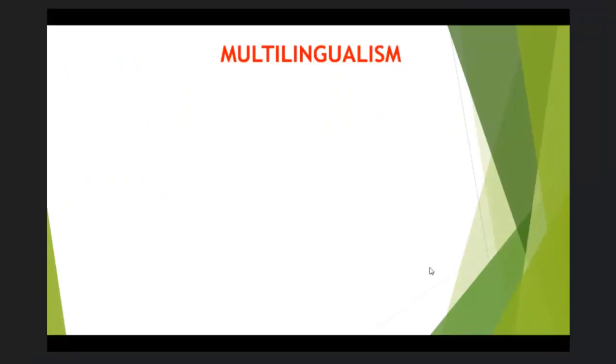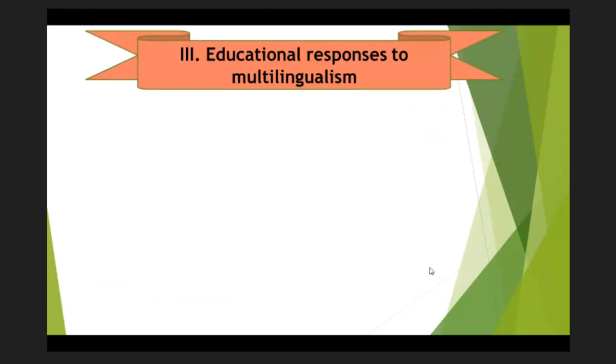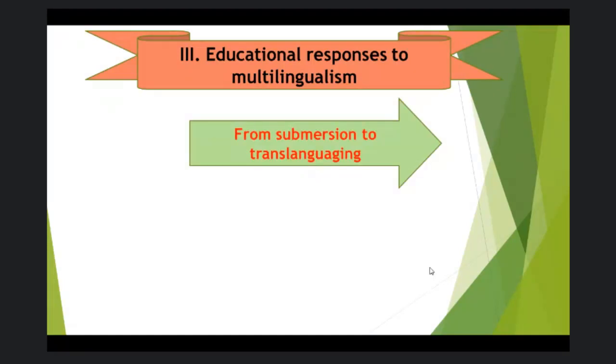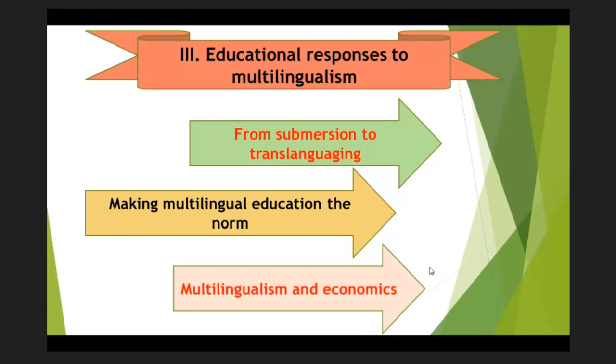Okay, I will continue with two main contents. The first one is educational responses, and the last one is future concerns of multilingualism. As for the first content, educational responses to multilingualism, there will be three discussions. The first one is from submersion to translanguaging. The second discussion is making multilingual education the norm. And the last one is multilingualism and economics.